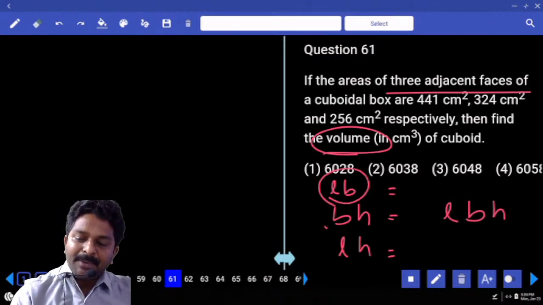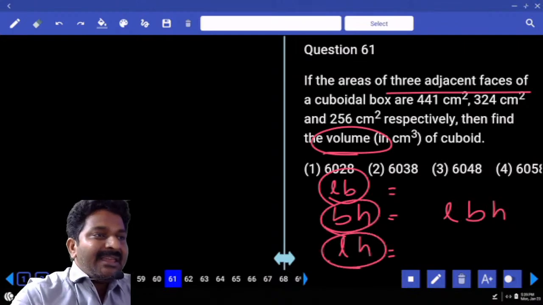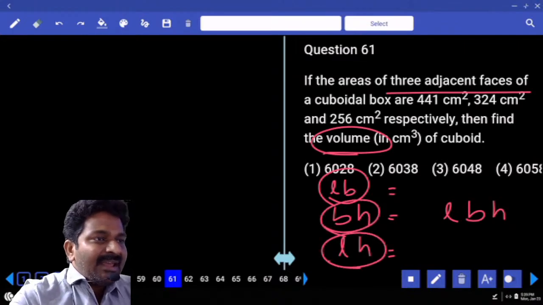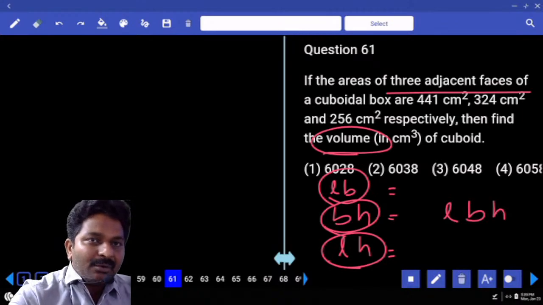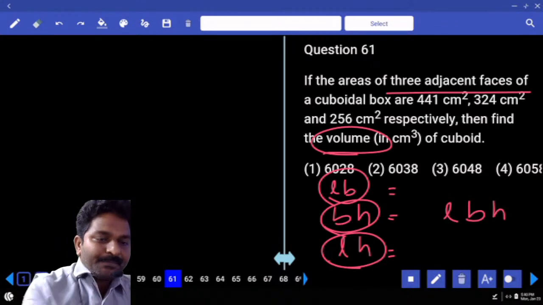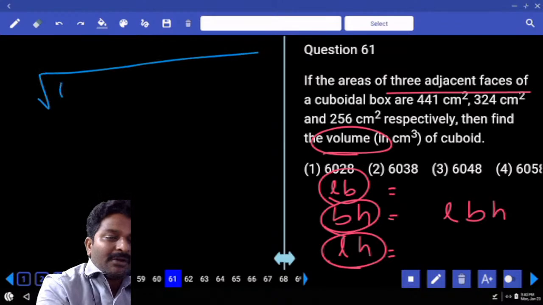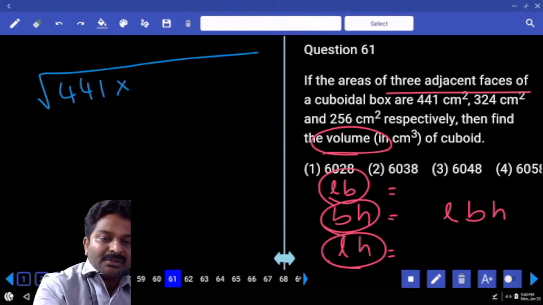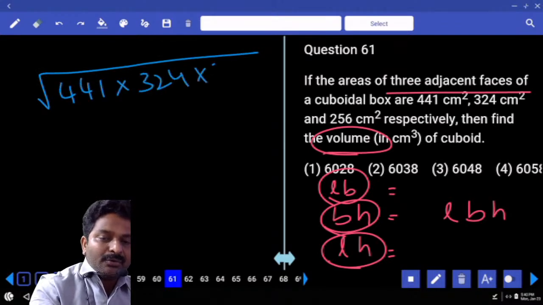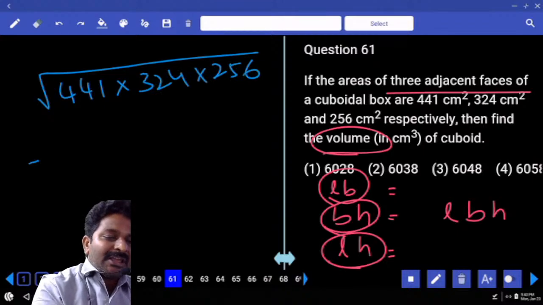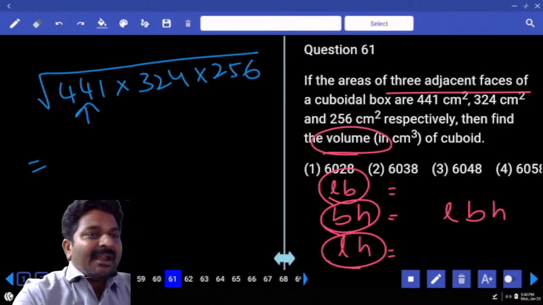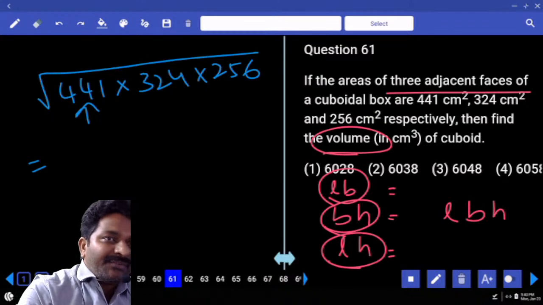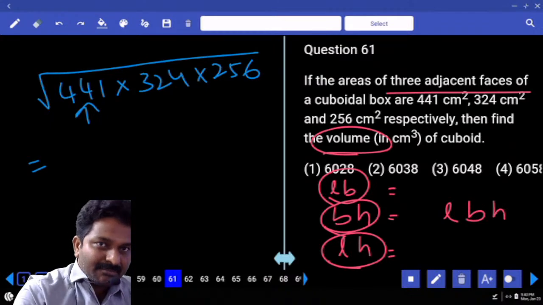So if you multiply all these, you'll have L square, B square, H square, and if you take under root, you'll get your LBH value. So that is under root of 441, 324, 256. You are so lucky because without writing into combination, you can identify perfect squares using those numbers.